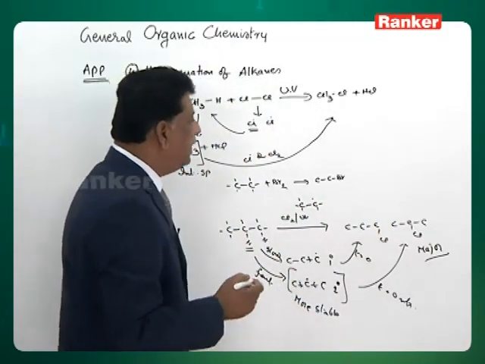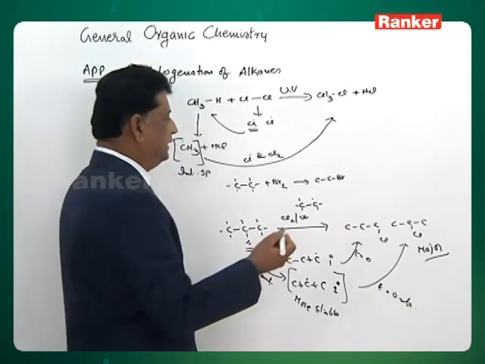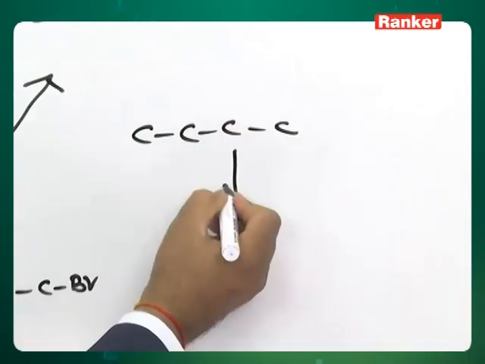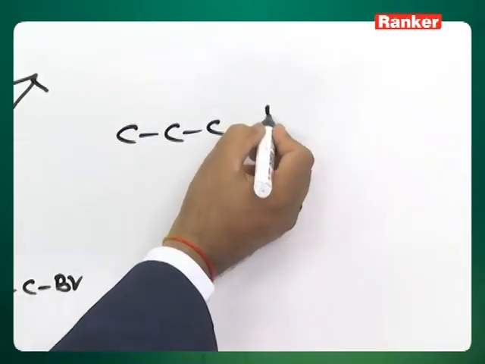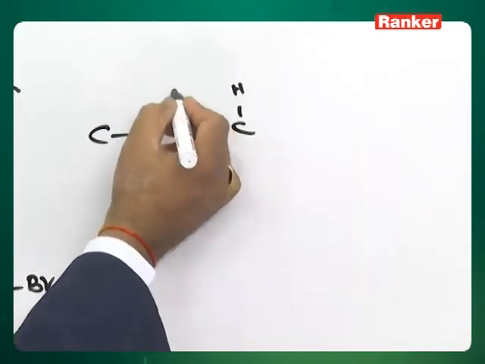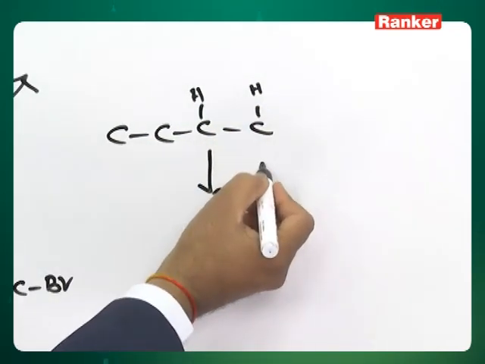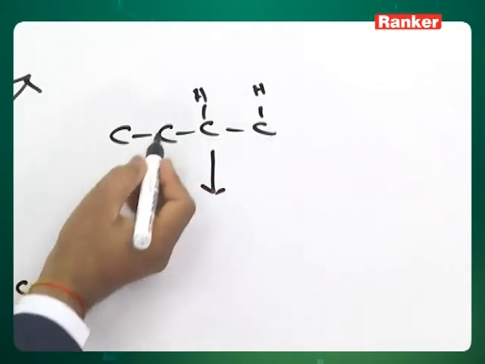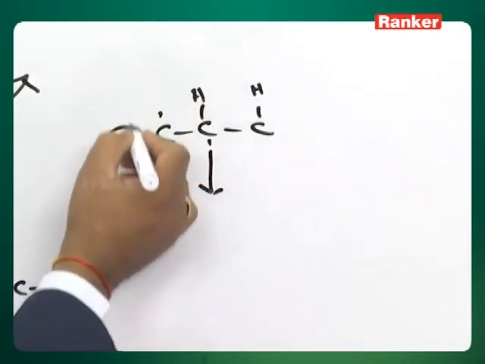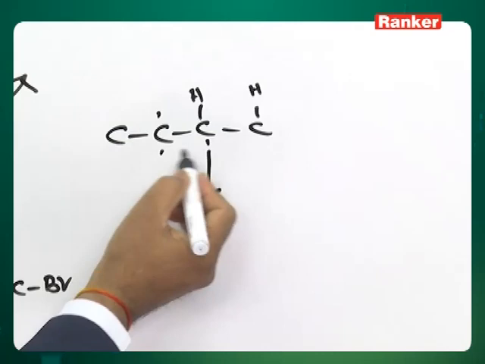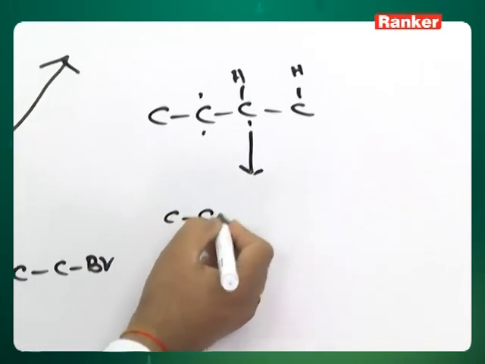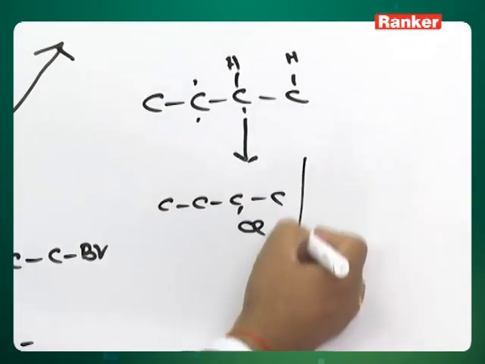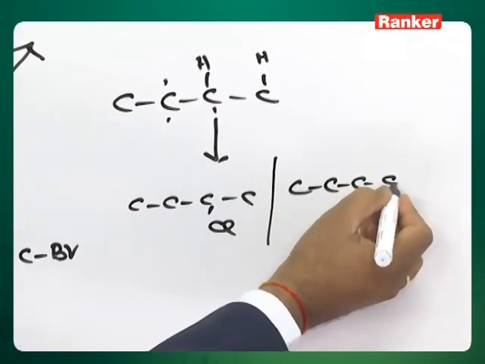Like this, a number of examples you can discuss. For example, if I take butane, what will be the major product? There are 2 different types of hydrogens. The 3 hydrogens on the last side, 6 hydrogens are the same, but the 2 here, that is these 4, will be the same. So, if you replace either of these, you will get 2-chlorobutane. If you replace either of the 3 and 3, you will get 1-chlorobutane.